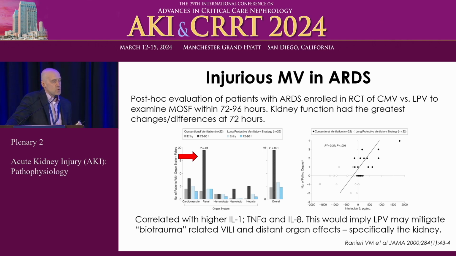a post hoc evaluation of patients enrolled in ARDSNet trials, or sort of ARDS trials, looking at conventional versus lung protective ventilation. And what they showed was the effects on multi-organ dysfunction at 72 and 96 hours. So you can see in the figure on the left that the one organ that seemed to have the exaggerated effect at 72 to 96 hours was distant organ kidney effects of injurious mechanical ventilation compared with non-injurious mechanical ventilation. So the kidney had exaggerated effects to some extent.